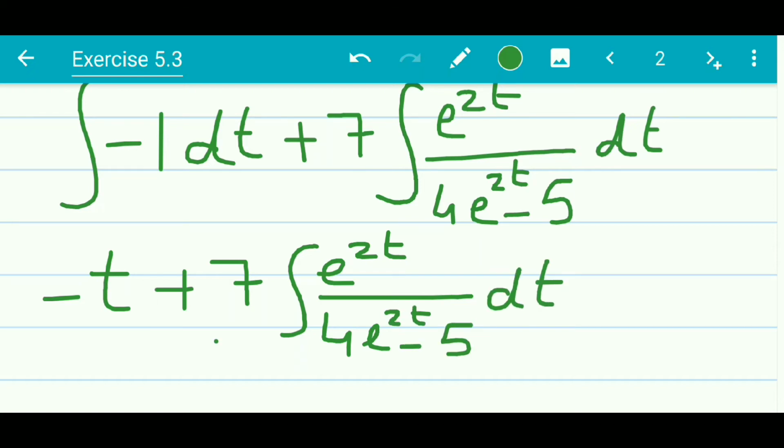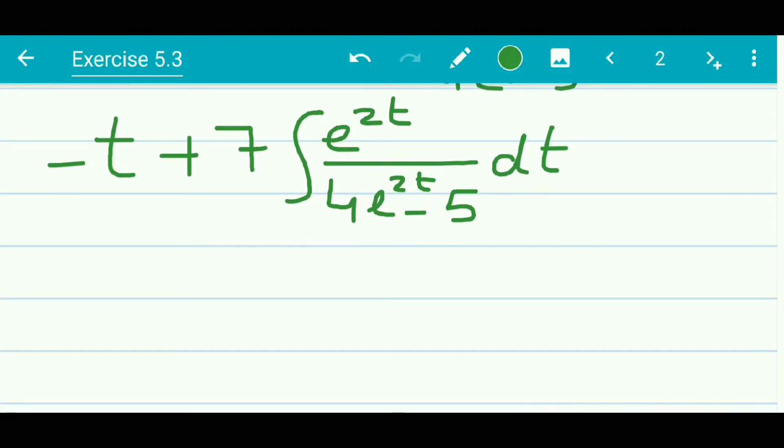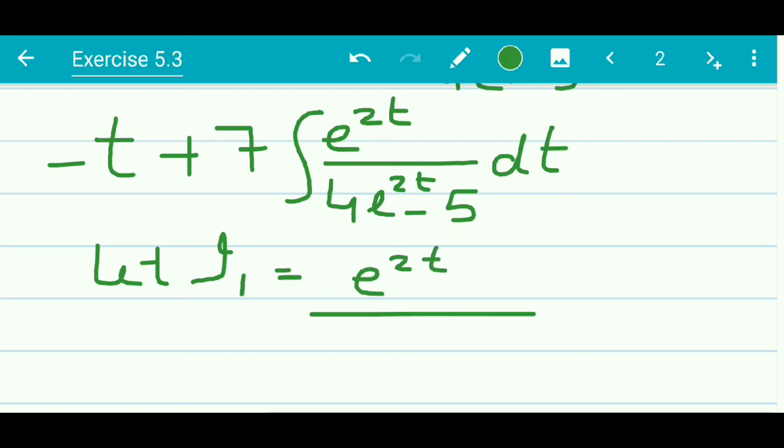And then see carefully what we are doing. We leave the first term as it is, and the second term we write this way. Let I1 be equal to e raised to twice of t upon 4 e raised to twice of t minus 5. Okay, let I1 be this term. Now, I1 is the integral of this term.